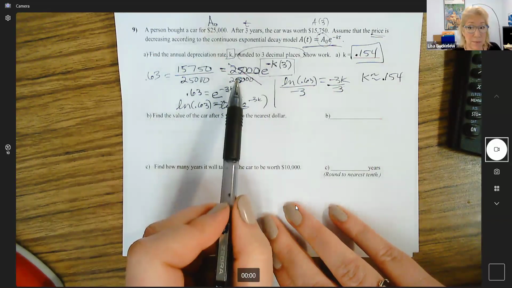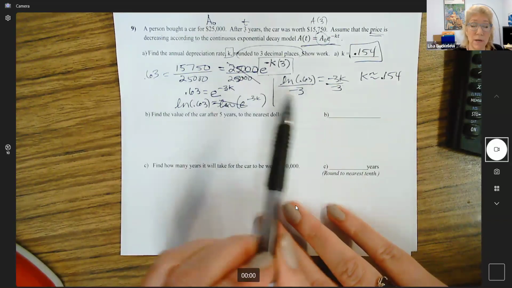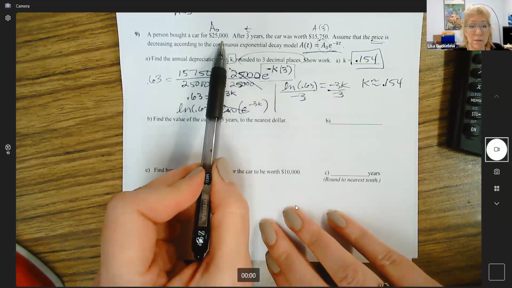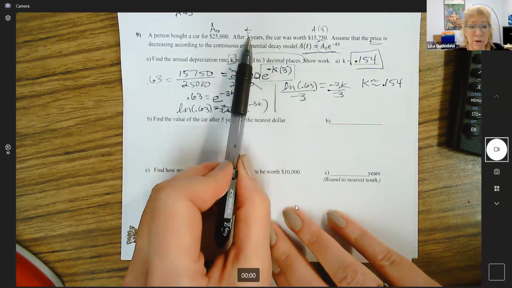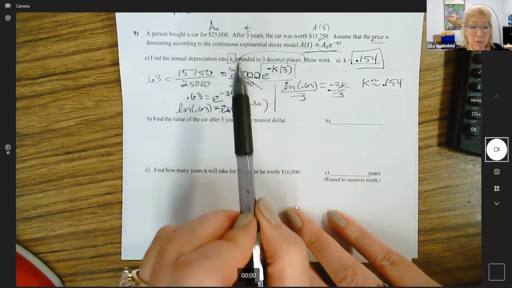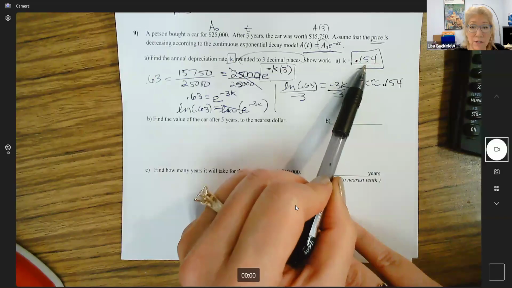They lose a lot of value at the beginning, and then they kind of flatten out and don't lose as much as the car gets older. So generally all you need is the starting amount, the final amount, and the amount of years that it took to go between those two. If you have those 3 pieces of information, you can plug it into this model and come up with the decay rate or the depreciation rate.